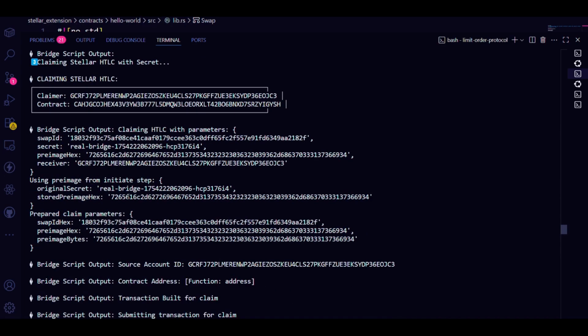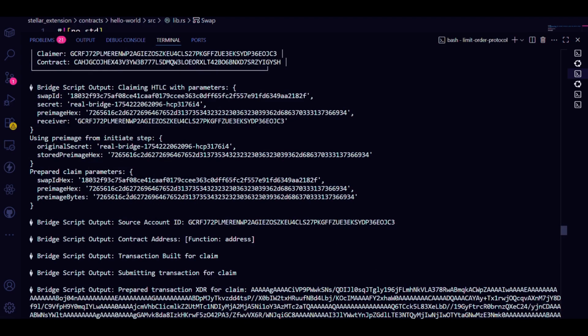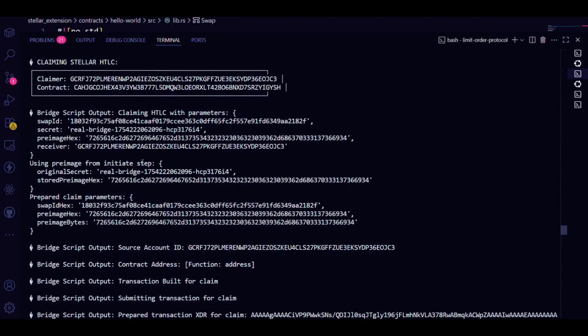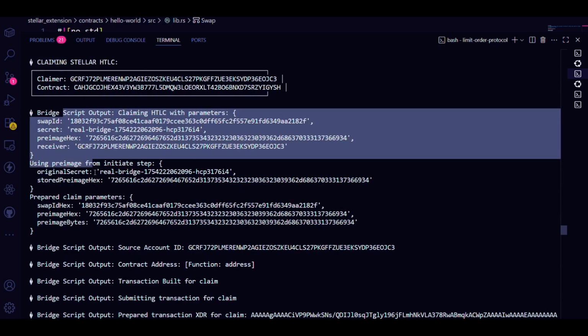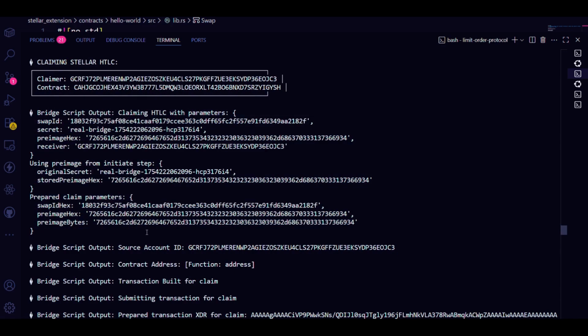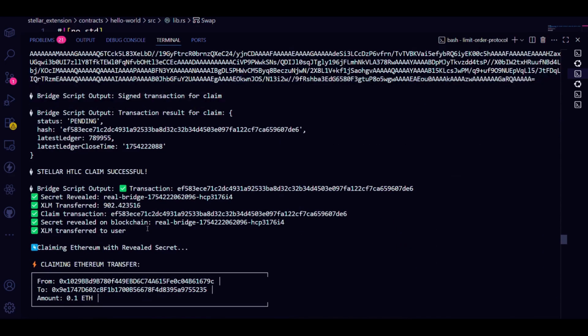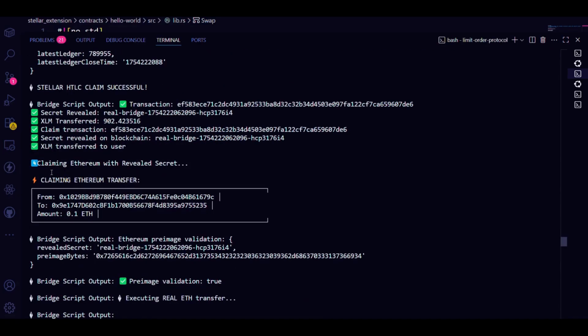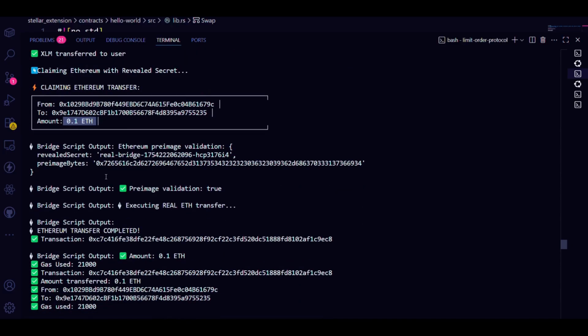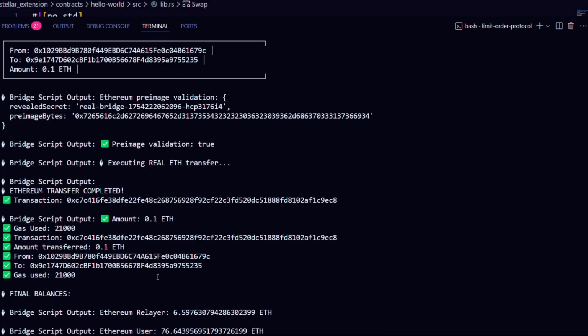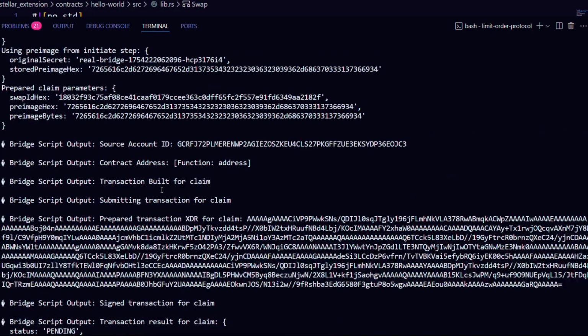After successfully claiming the transaction on Stellar, you can see here these are my secret. So I'm logging everything just to give a clear image of how the backend is working. This is the transaction which is being prepared to send to Stellar, and at the end of here we can see claiming Ethereum transfer. Here the amount of Ethereum transferred is 0.1 ETH. At the end you can log the balance of Ethereum. Now, as you can see, these are the details. Ethereum relayer is 6.597630 and Ethereum user is 76.64.